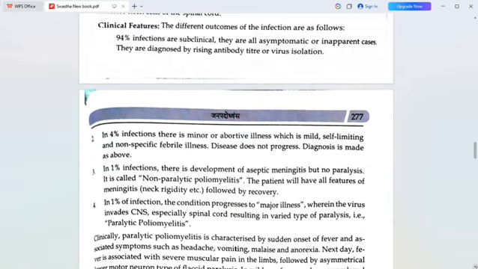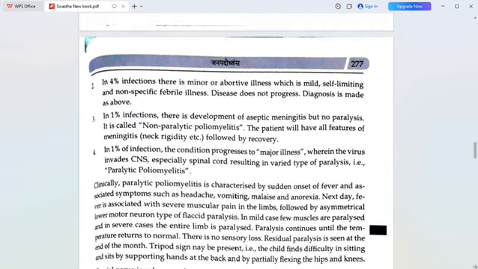In 4% of infections, there is a minor or abortive illness, which is a mild, self-limiting and non-specific febrile illness. The disease does not progress. In 1% of infections, there is development of aseptic meningitis but no paralysis. It is called non-paralytic poliomyelitis.